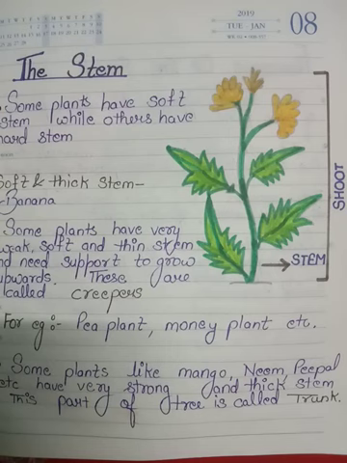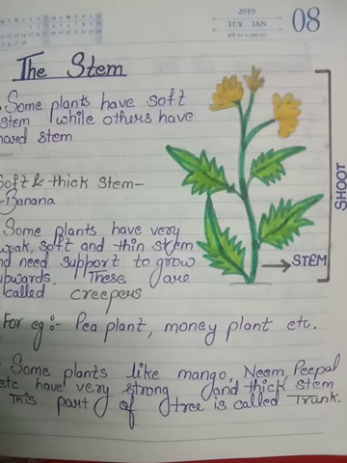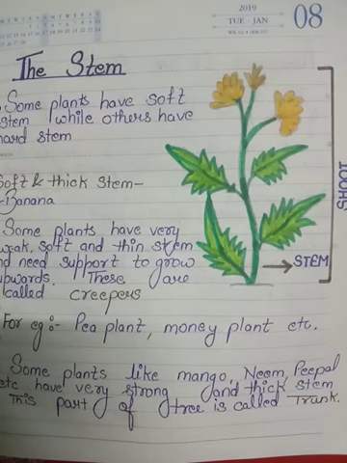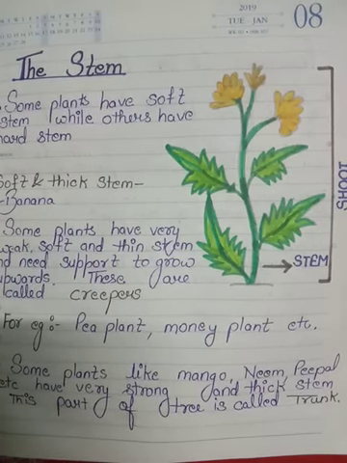Some plants like mango, neem, peepal, etc. have very strong and thick stem. This type of stem is called trunk. Therefore, trunk is the part of a plant which is very strong and thick.